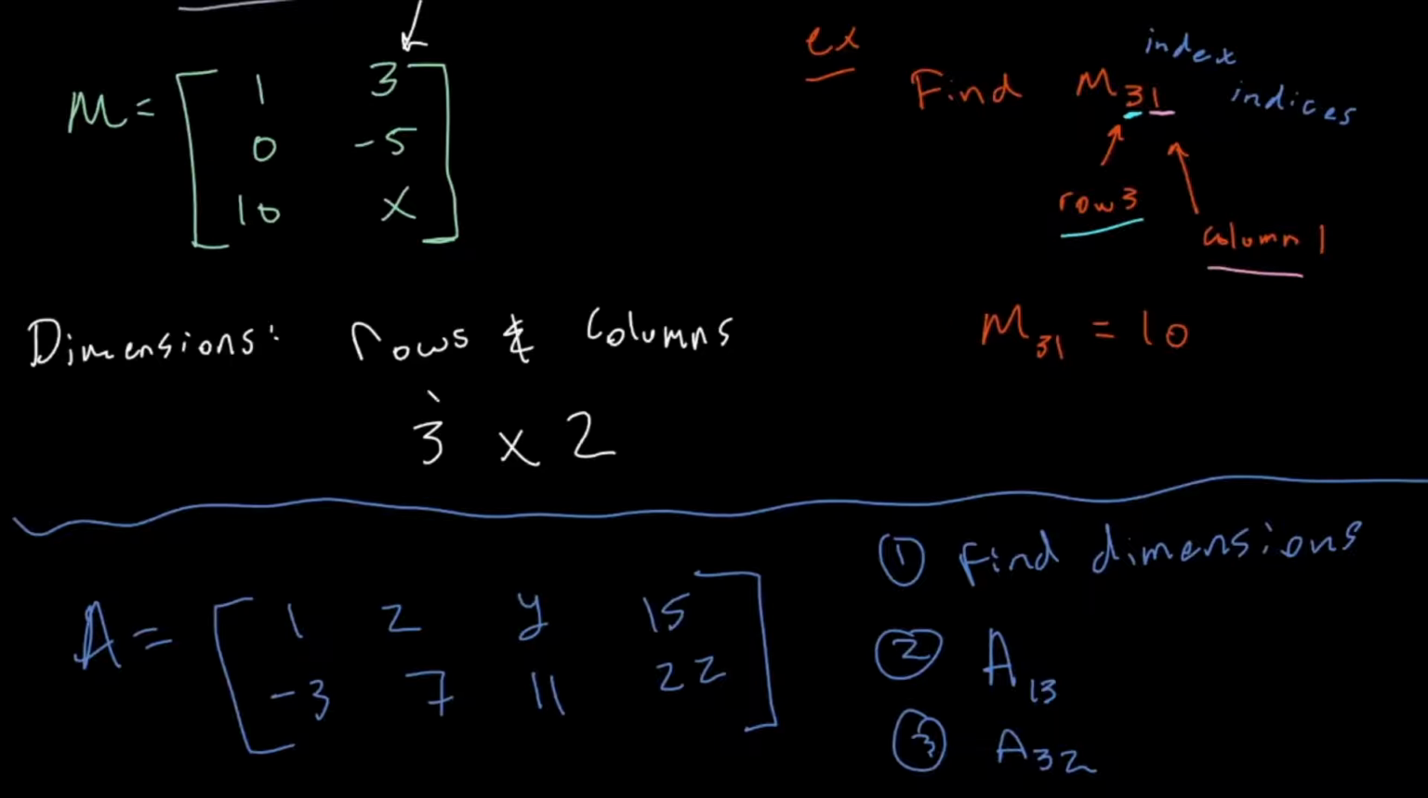Both. Okay. Dimensions are how many rows and then how many columns. Rows are like rows of seats in a classroom or a theater. So there's 3 rows for M. Columns are kind of like, I always think of a concrete pillar. How many pillars are there? Well, there's 1, 2 pillars. So there's 2 columns for M.